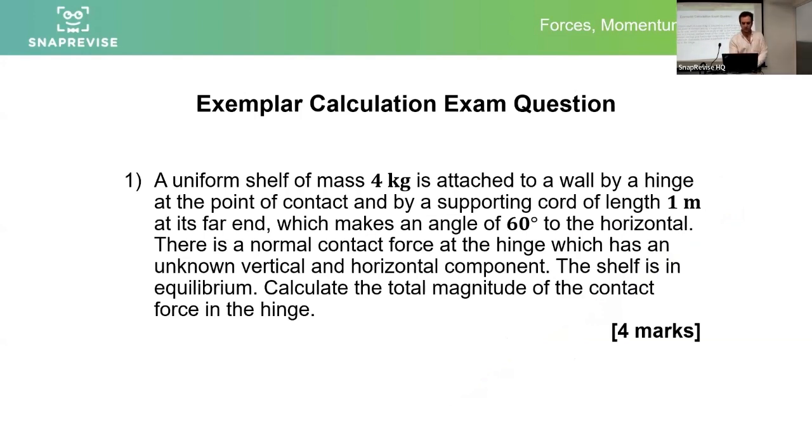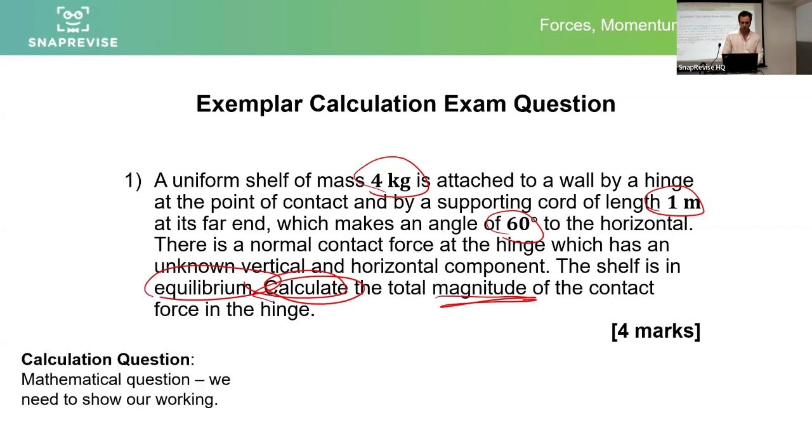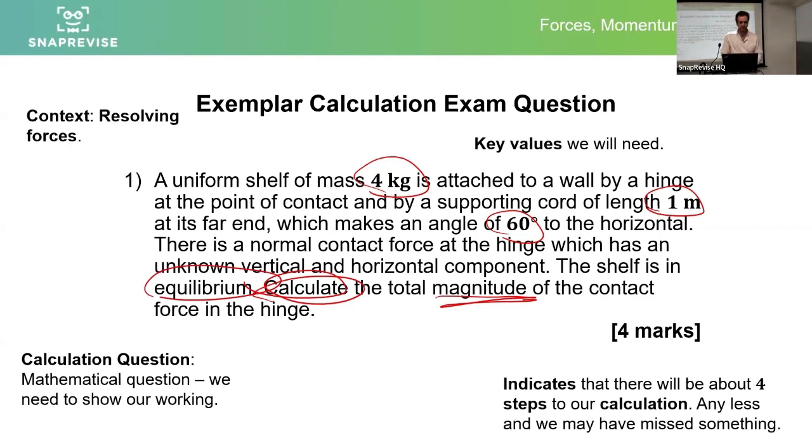A uniform shelf of mass 4 kilograms is attached to a wall by a hinge at the point of contact and by a supporting cord of length 1 meter at its far end, which makes an angle of 60 to the horizontal. There's a normal contact force at the hinge, which has an unknown vertical and horizontal component. The shelf is in equilibrium. Calculate the total magnitude of the contact force in the hinge. Just the magnitude. We don't necessarily need to know the direction, but this is a 4-marker question, so watch out. That implies it's not necessarily going to be quite as straightforward as we might once have hoped.